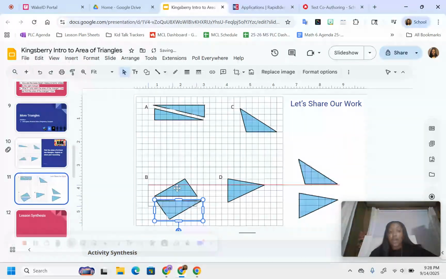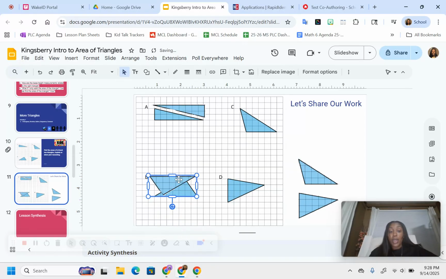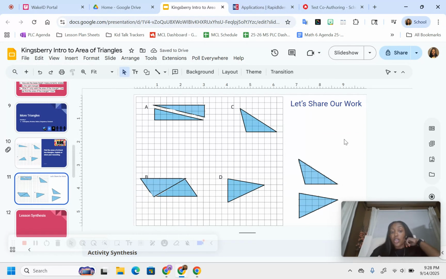And so I flipped it here. And now when I place it on top, this is really hard to do on the screen, but if I place it on top, now I've made a parallelogram. So we can see my parallelogram here.